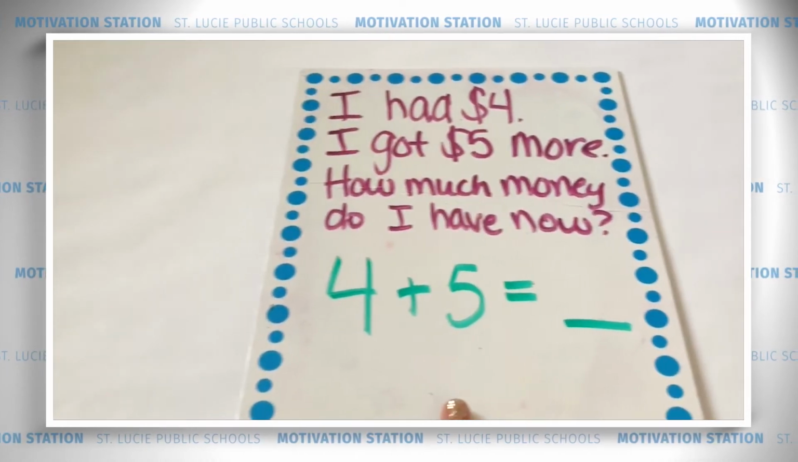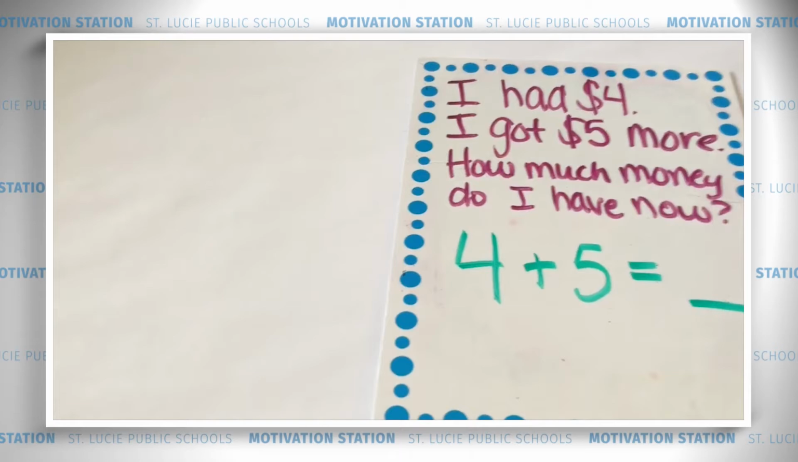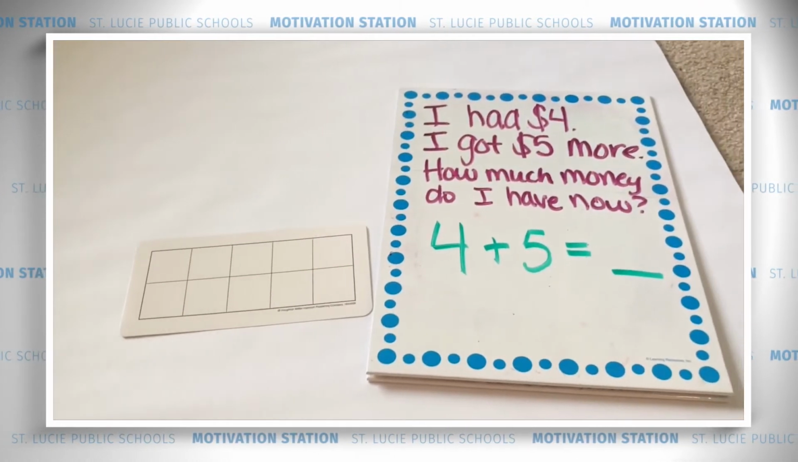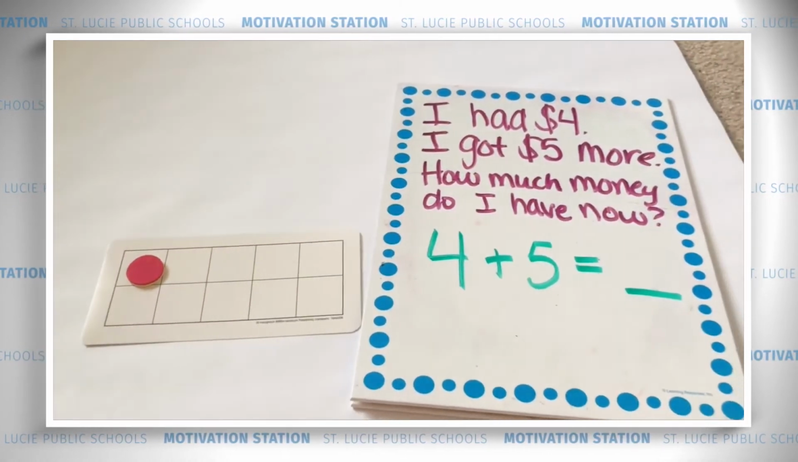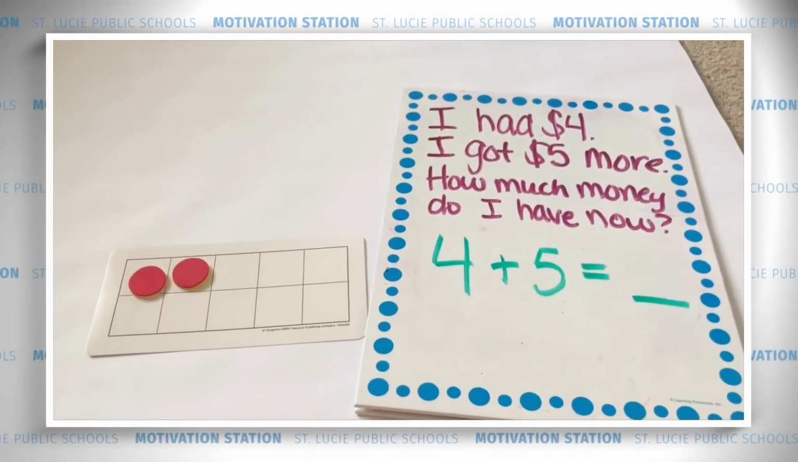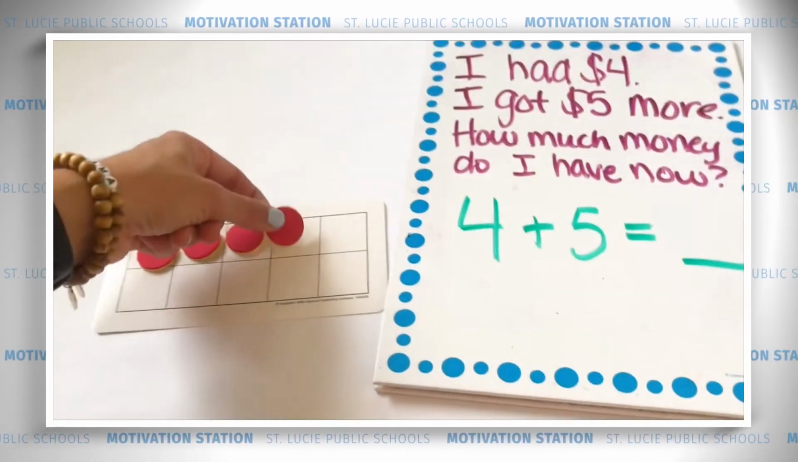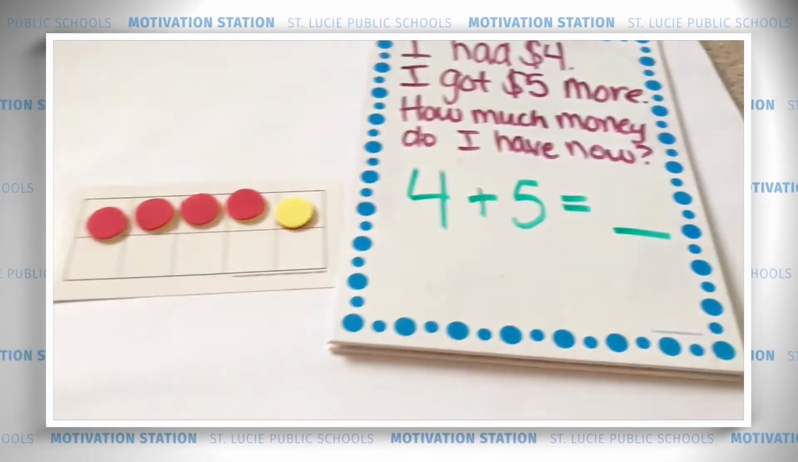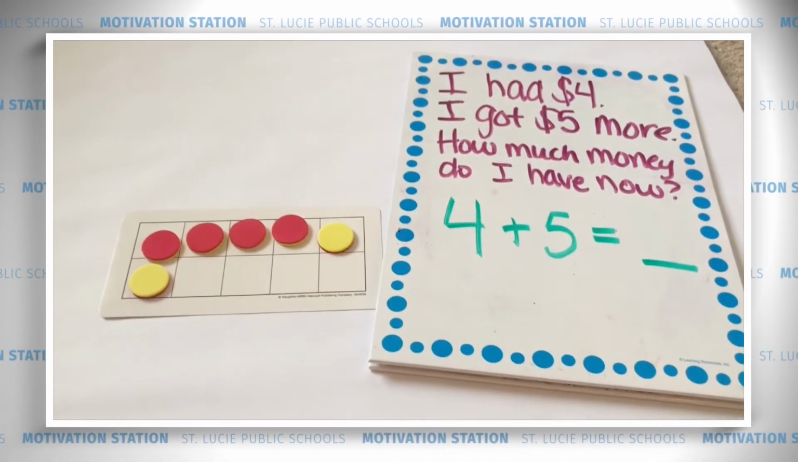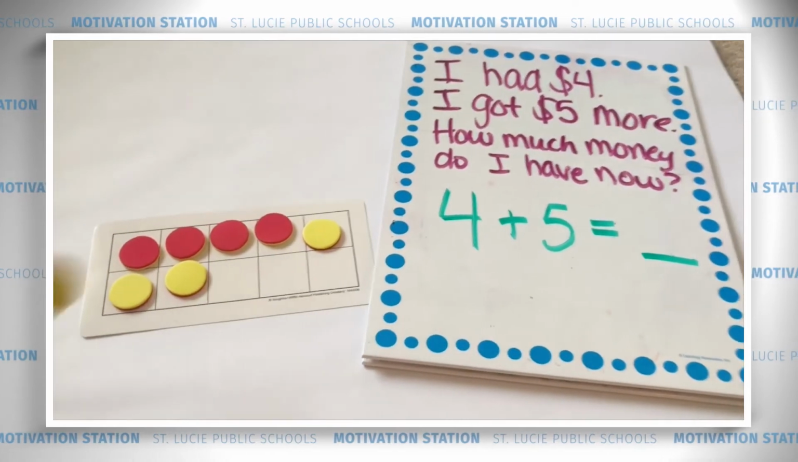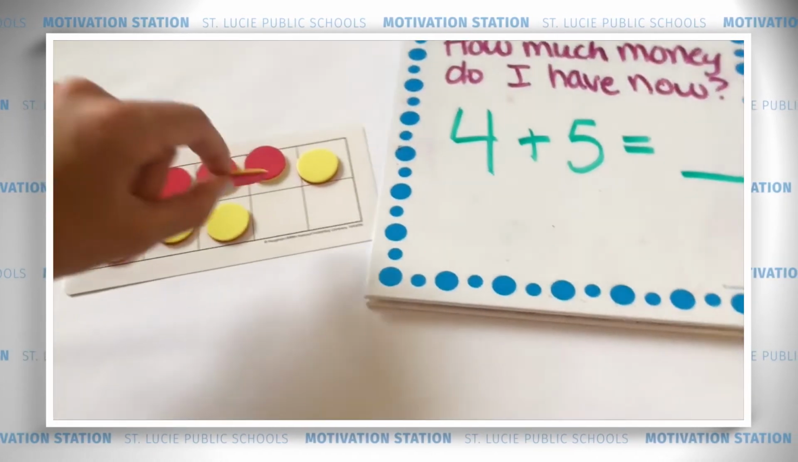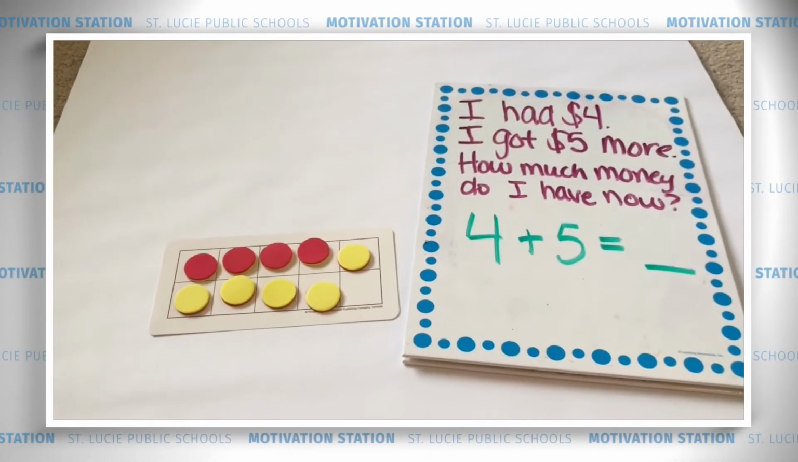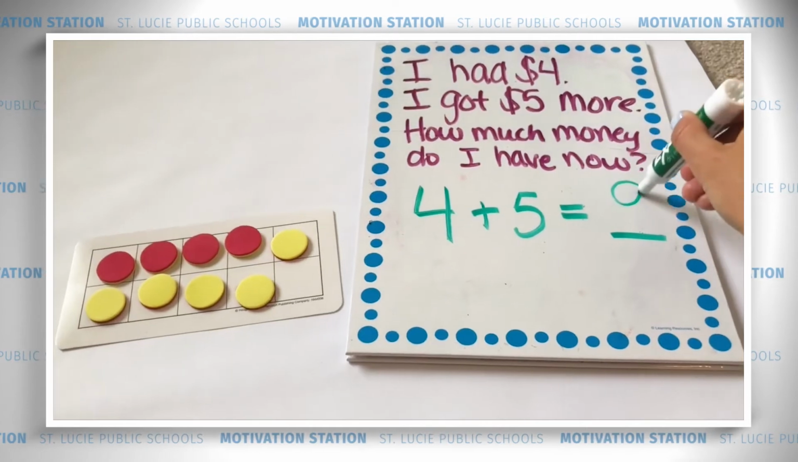Now I can use the tens frame to solve this problem. I'm first going to put in 4 red counters. 1, 2, 3, 4. And then 5 yellows. 1, 2, 3, 4, 5. I see that I have 9 counters all together, so my sum is 9. I now have $9.